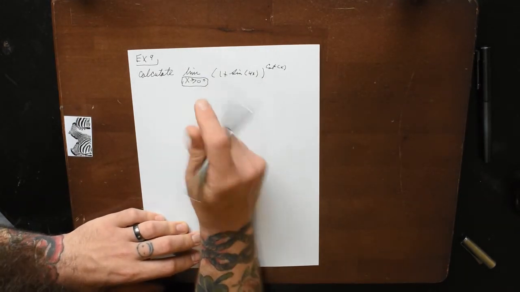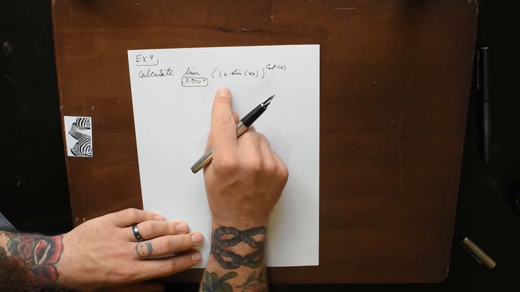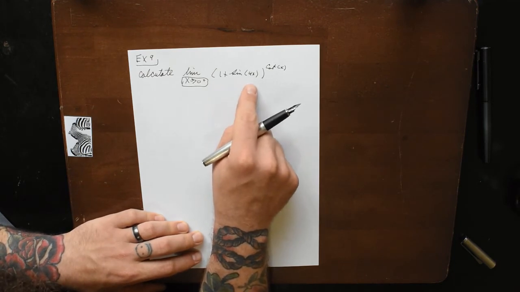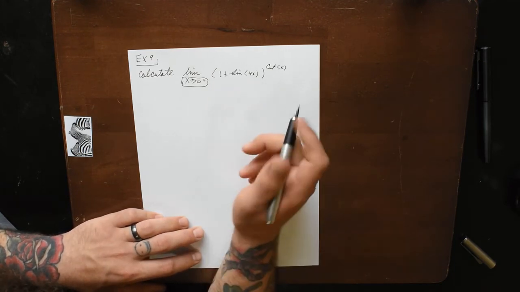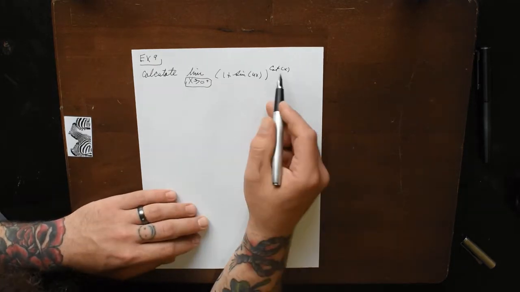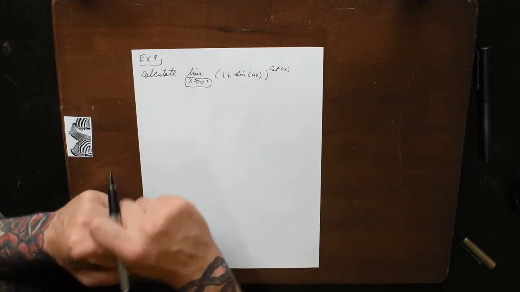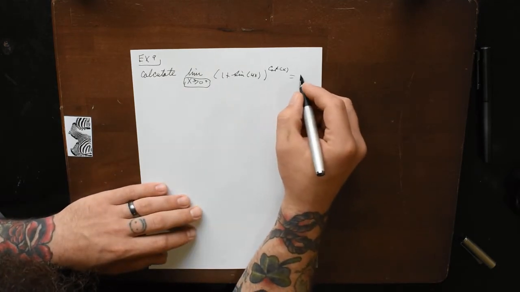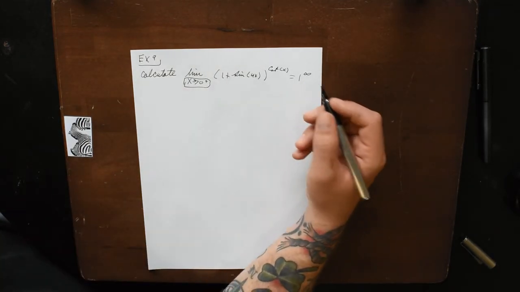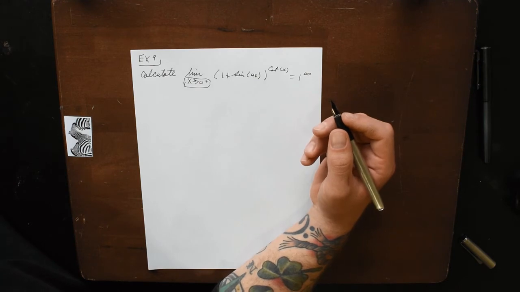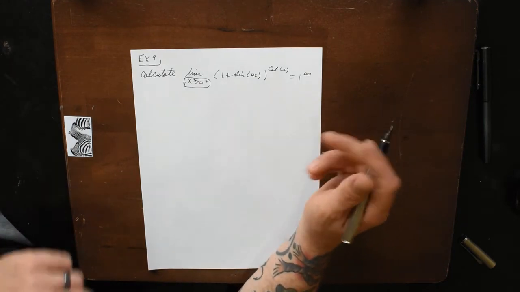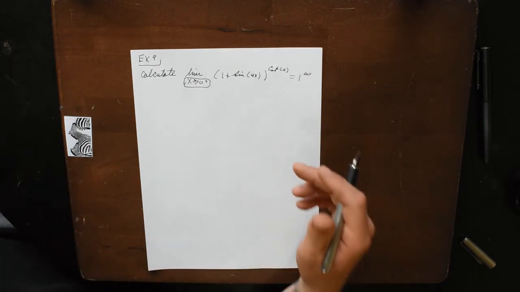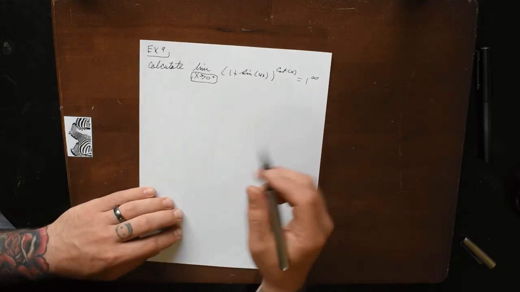With limits, you always want to apply this value in here. 1 plus the sine of 0 as we go to 0 from the right is going to be 1, and cotangent diverges up to positive infinity. So this would give us a 1 to the infinity. We're going to be in one of our indeterminate forms. So what we want to do is algebraically manipulate this thing and use L'Hopital's rule.